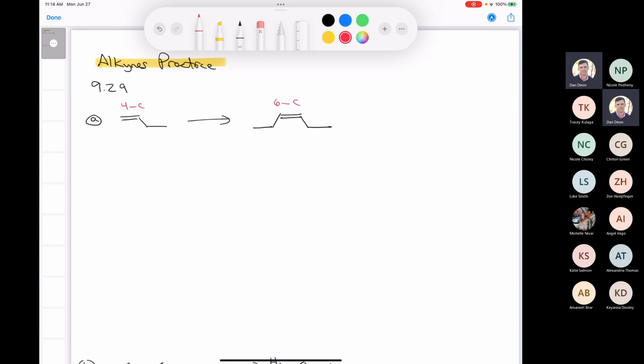Here's my first question to you of the day. How many ways do we know how to make carbon-carbon bonds so far in this class? Could anybody tell me how you would make, because you're going to have to make a carbon-carbon bond. And we're making a cis alkene. How many ways do we know how to make carbon-carbon bonds?